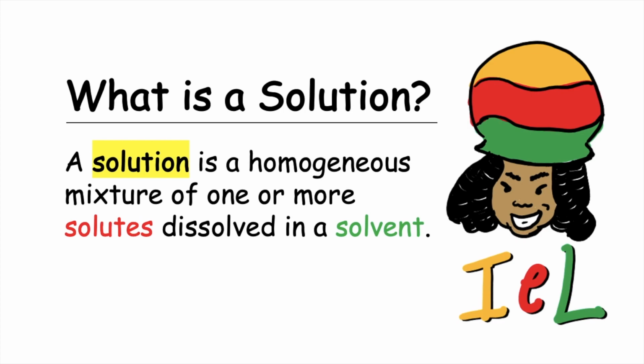So homogeneous tells us that the solutions are always of uniform composition. That is, it is impossible to identify the different components of the mixture. Also, we came across two terms, solute and solvent. So it's important that we note these definitions.